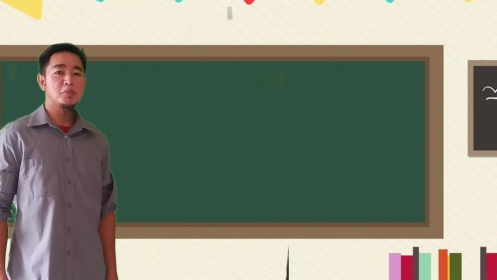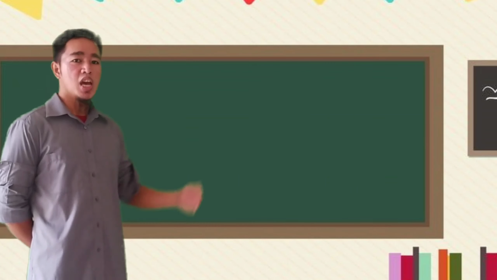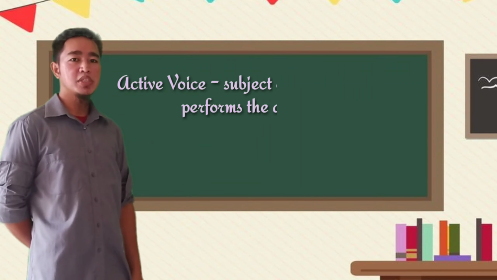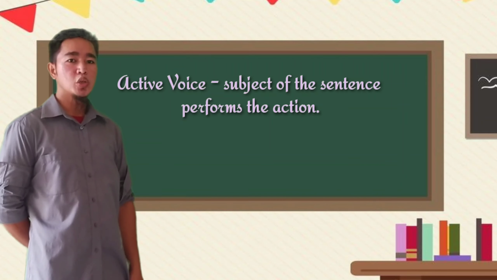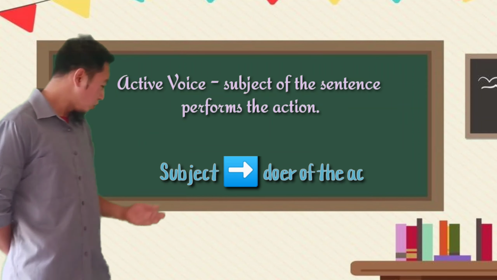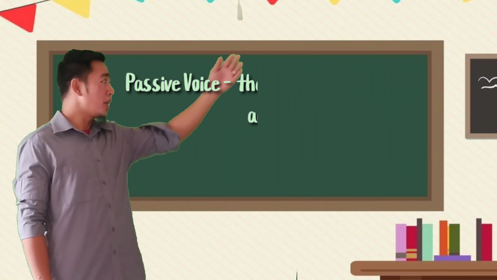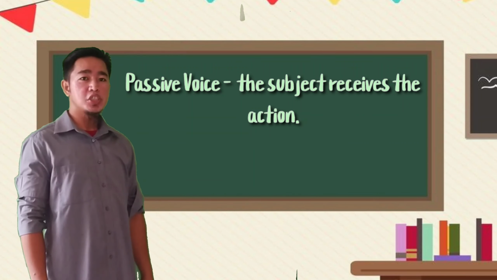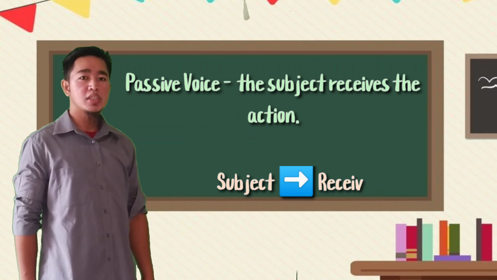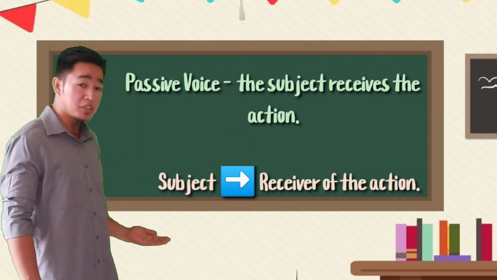Okay class, let me first explain it to you. Active voice is when the subject of the sentence performs the action, which means the subject is the doer of the action. While passive voice is when the subject receives the action, which means the subject is the receiver of the action.